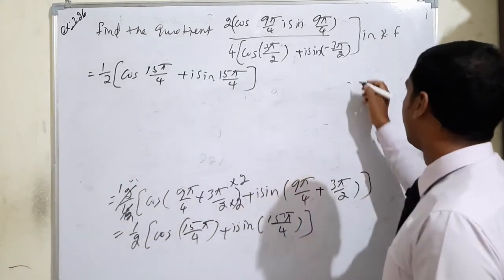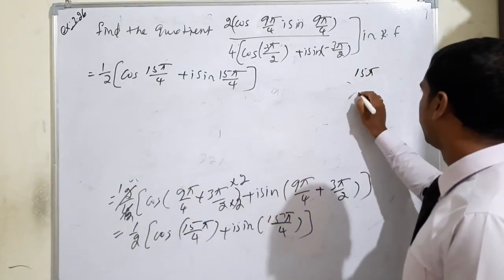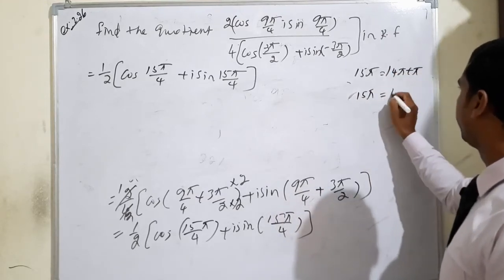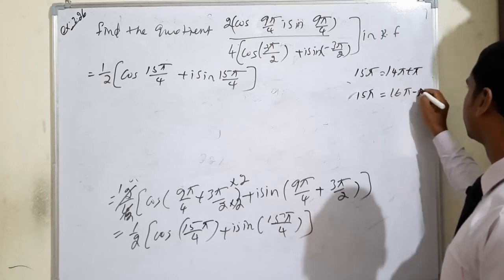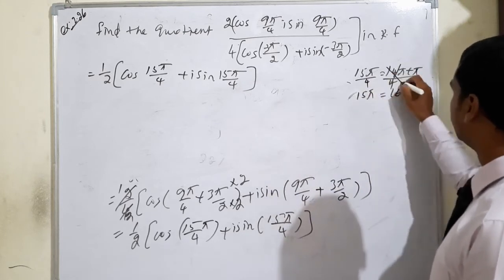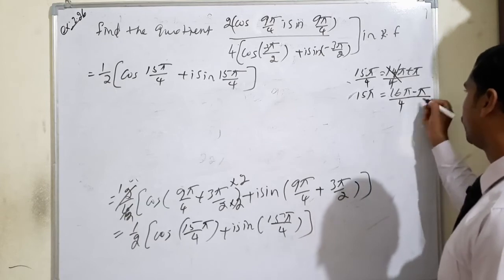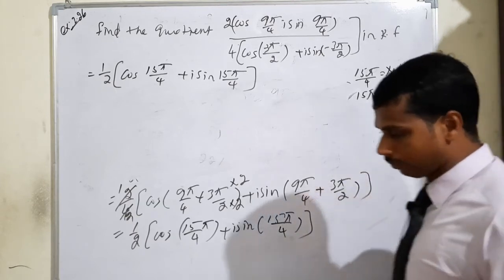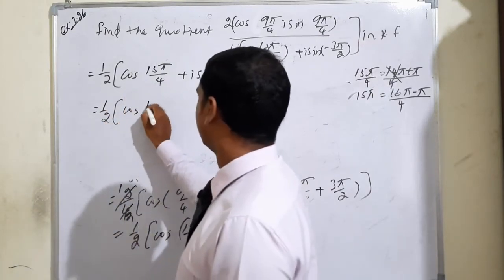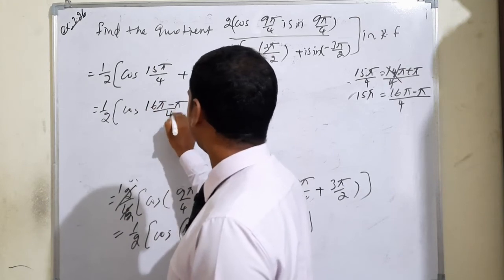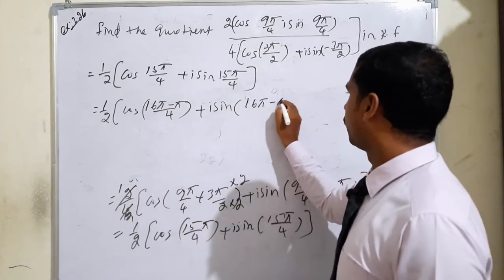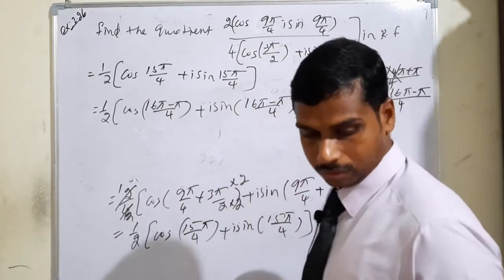Look at there, 15 pi. In two ways: one way is definitely 14 pi plus pi, another way is 16 pi minus pi, and it must be divided by 4. Here dividing by 4 is not possible, but here dividing by 4 is possible. So we can split it as 16 pi minus pi by 4, isn't it? So 1 by 2, then cos of 16 pi minus pi by 4 plus i sin of 16 pi minus pi by 4.